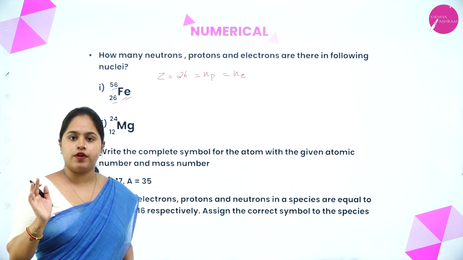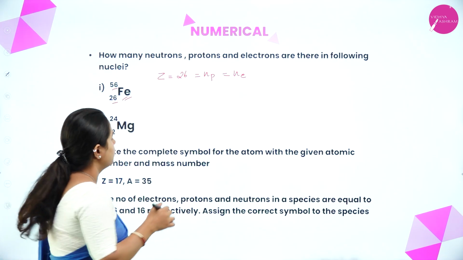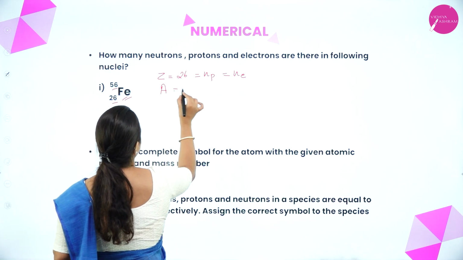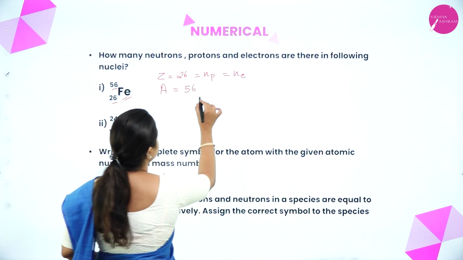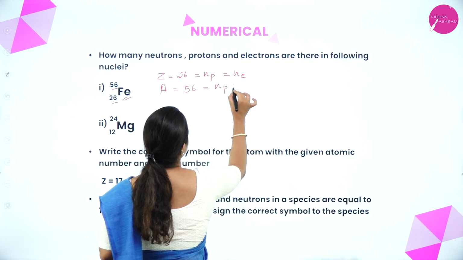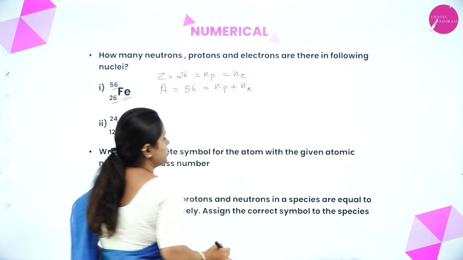Now what do we have to find? There is one more thing to find, the number of neutrons. The mass number is given here as 56, which is equal to your number of protons plus your number of neutrons, right?